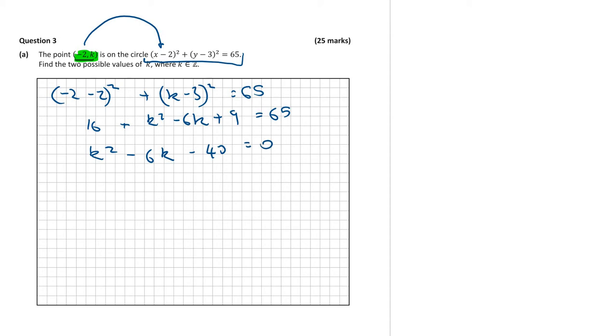So we're looking for factors now. We're just going to solve that quadratic. Factors of minus 40, which add up to minus 6. So we can think minus 10 plus 4. So k minus 10, k plus 4 equals 0. So k is equal to 10, or k equals minus 4.